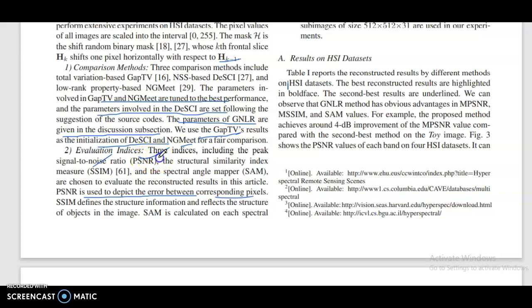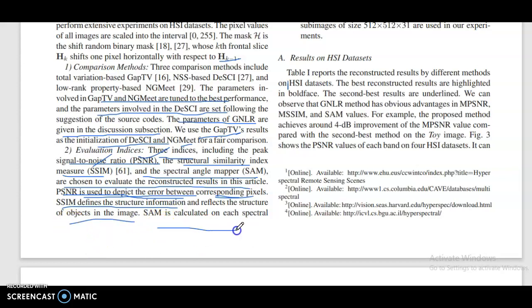Evaluation indices: three indices, including the peak signal to noise ratio (PSNR), the structural similarity index measure (SSIM), and the spectral angle mapper (SAM), are chosen to evaluate the reconstructed result in this article. PSNR is used to depict the error between corresponding pixels. SSIM defines the structural information and reflects the structure of objects in the images.